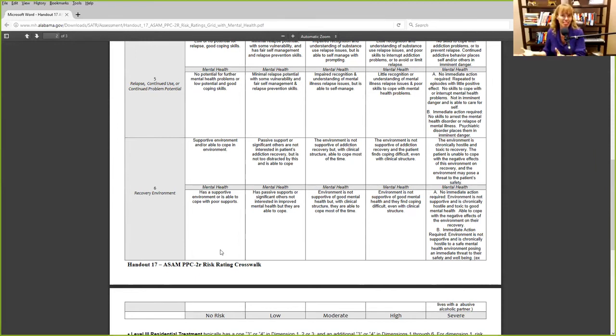Intensive outpatient, which is our level 2, the environment is not supportive of good mental health, but with clinical structure, they're able to cope most of the time. Now, a lot of my patients were in this sort of situation because they were living in an environment where there were drugs, where there was some conflict, where there was a fair amount of different difficulties in multiple dimensions. So while they were in treatment, those 3 hours, 4 hours a day, they were safe, if you will. But then when they got out, they had to go deal with that.